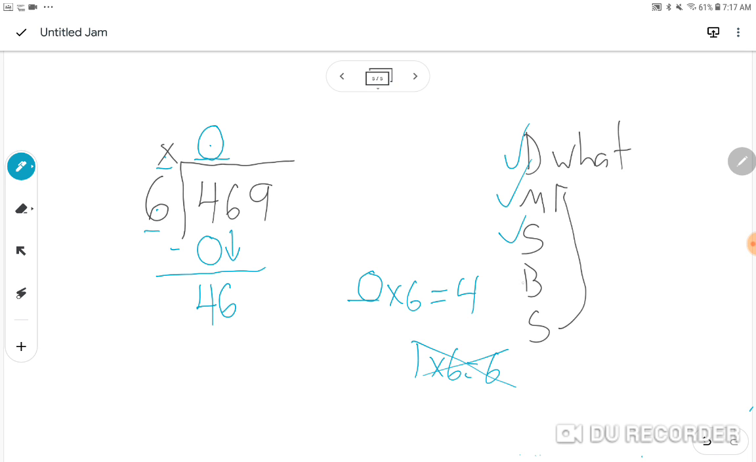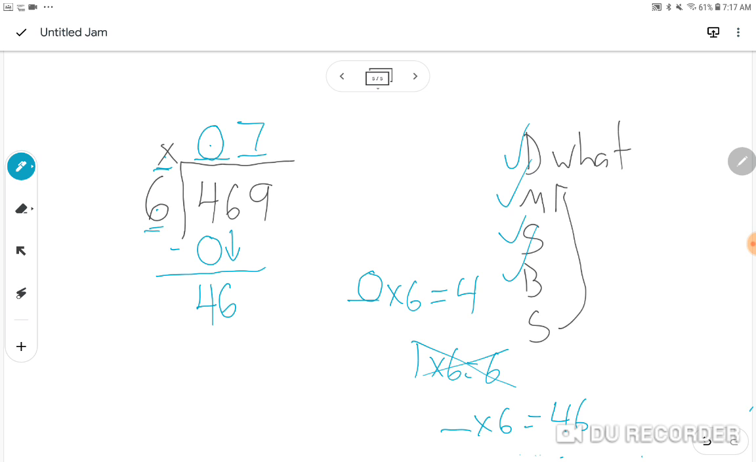And now we start over. Bring down. Subtract, bring down, start over. What times 6 equals 46? Uh-oh, this is our first real difficult one. How many 6s are in 46? That's right, 7.